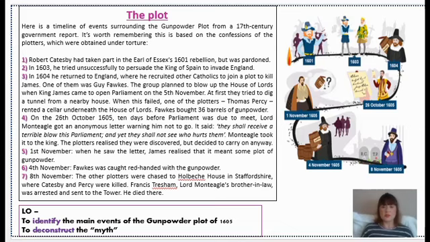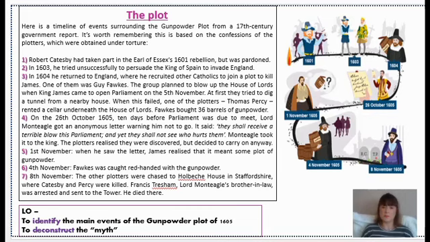So it says, here is a timeline of events surrounding the gunpowder plot from a 17th century government report. So a document from the time. It's worth remembering that this is based on the confessions of the plotters, which were obtained under torture. So you really have to consider how far we might believe the information that we've been told, or how much the conspirators might have been coerced or forced into saying what the people torturing them wanted them to say.